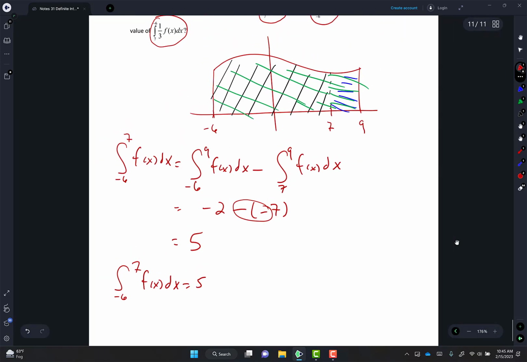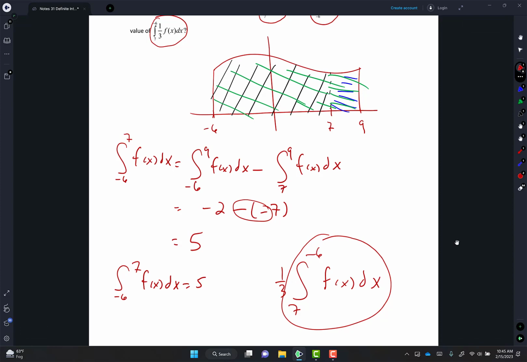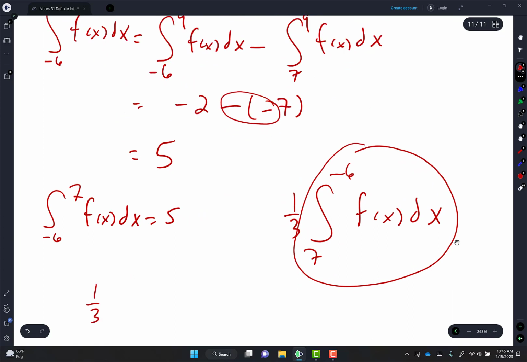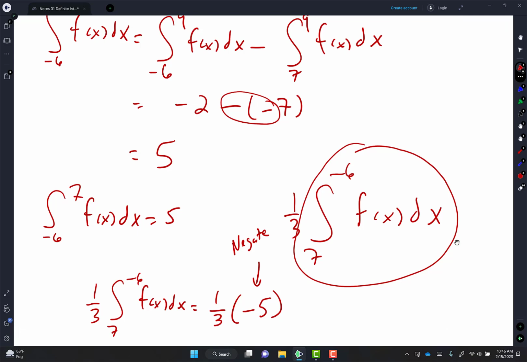What do they want? They want from 7 to negative 6. I'm going to put the 1/3 in the front of f of x dx. So all I got to do is negate it. Negate the 5 to a negative 5 and multiply it by 1/3. So 1/3 integral from 7 to negative 6 of f of x dx equals 1/3 times a negative 5. The word negate means just switch the sign. That equals negative 5/3.